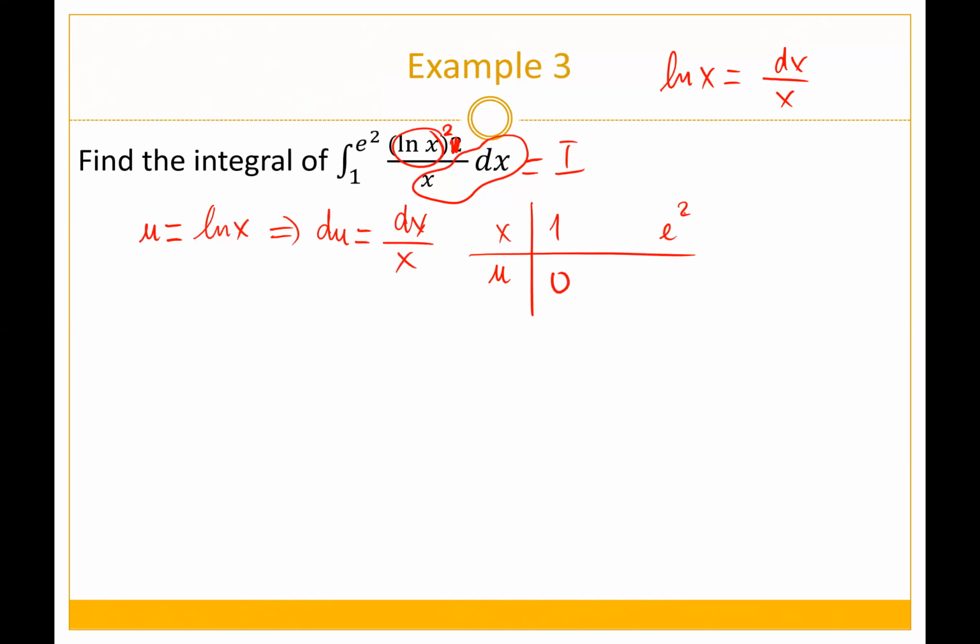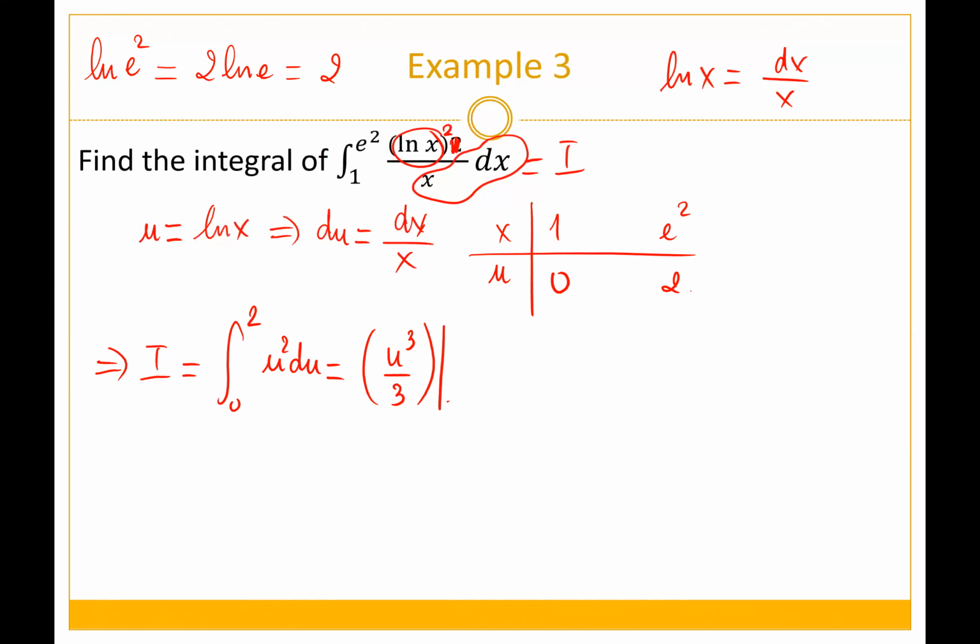And then ln of e squared, and this is when you're going to use the thing that I said when you have ln of e squared. This one is going to equal 2 ln of e. I put this 2 outside, and ln of e is just going to be 1, so it's going to be 2. So your I now becomes the integral from 0 to 2 of u squared du, which you can easily take the integral of. Yeah, this is from 0 to 2. So this is going to be 8 over 3.